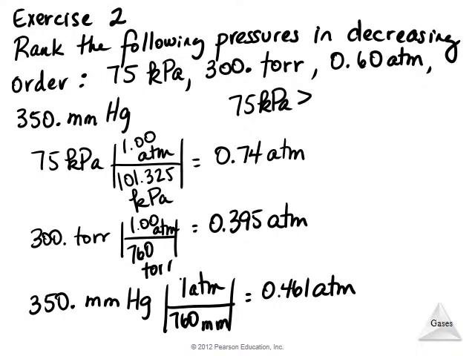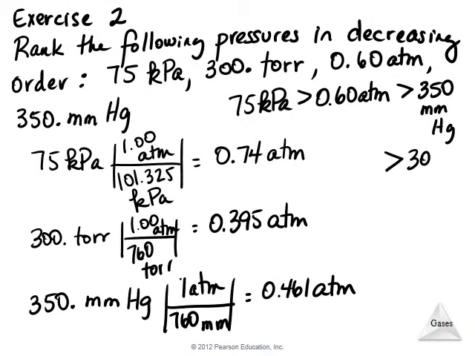Okay? So if I'm going to rank these in decreasing order, then 75 kilopascal is greater in pressure than 0.6 atmospheres, which is greater in pressure than 350 millimeters of mercury. Of course, I've run out of room, which is greater in pressure than 300 torr. Okay? And that's our answer to that question.